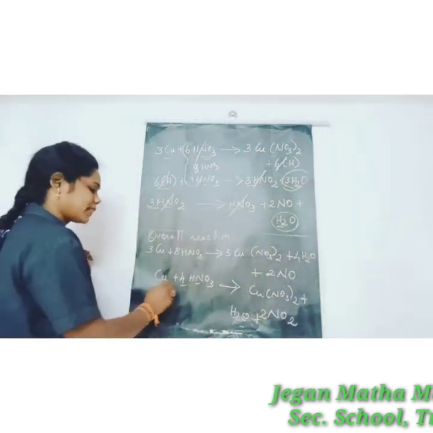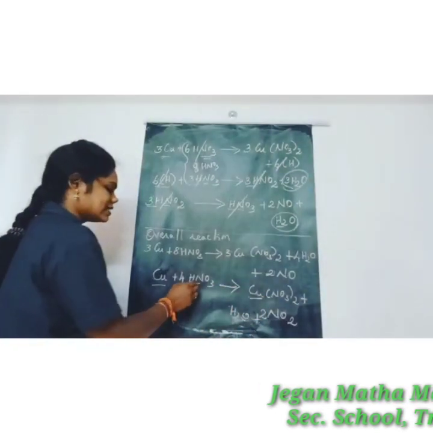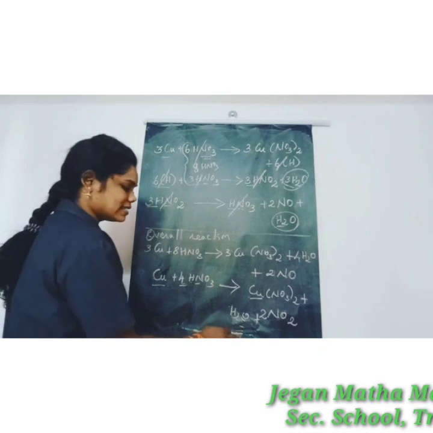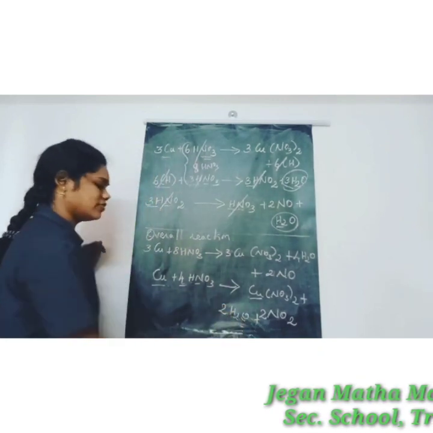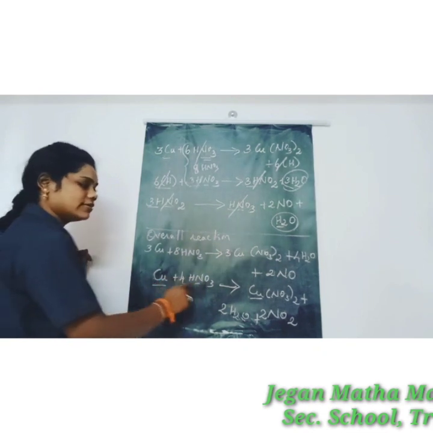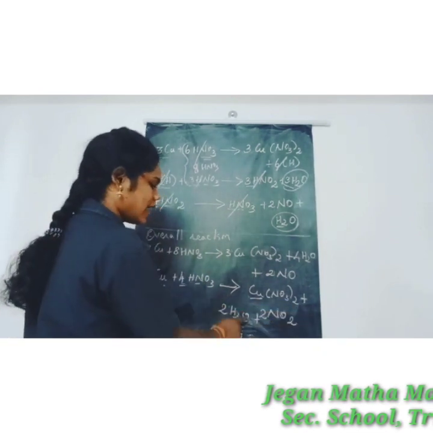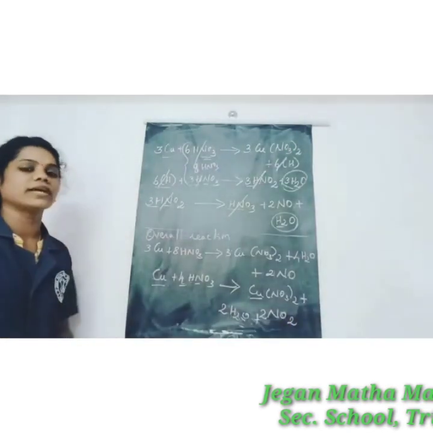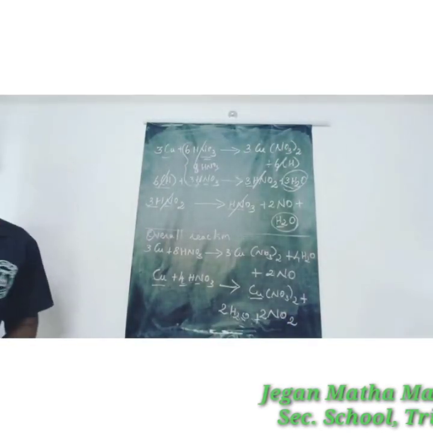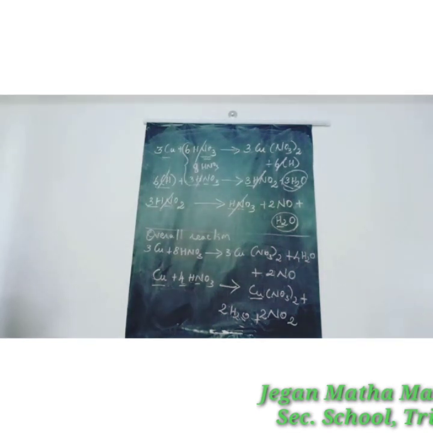Copper 1 time. Here also copper 1 time. Hydrogen 4 times, so here hydrogen is only 2 times, so 2 twos are 4. Oxygen 4 threes are 12. Here 3 twos are 6 and 2 is 8. Here 4 times. So totally 12 times. So the equation is balanced. And then the next one is magnesium reacts with nitric acid in the following way.